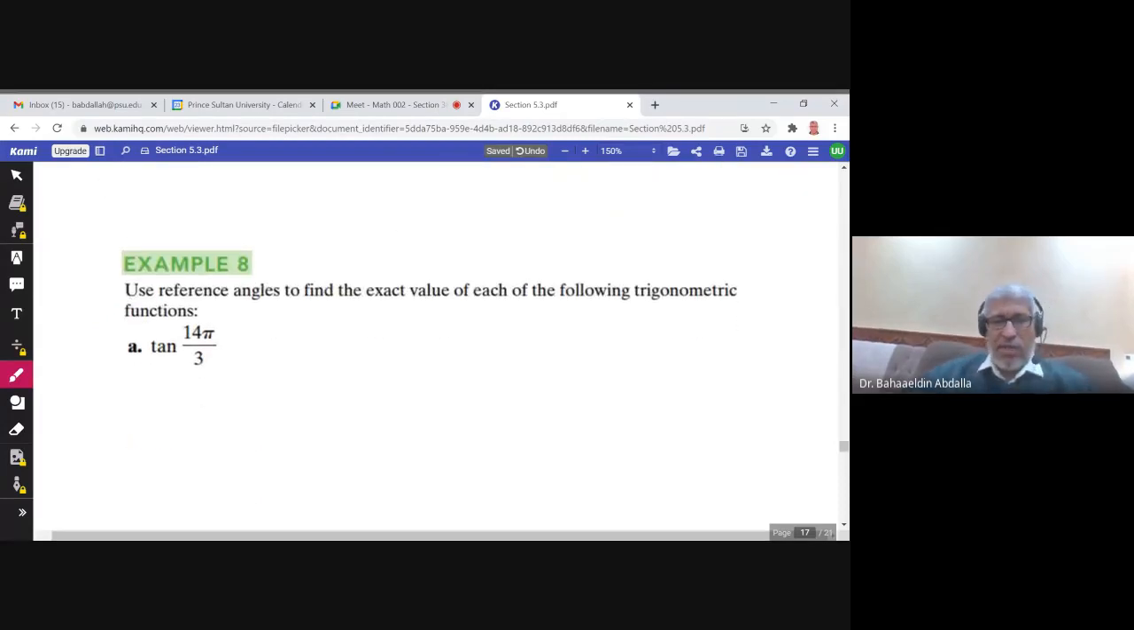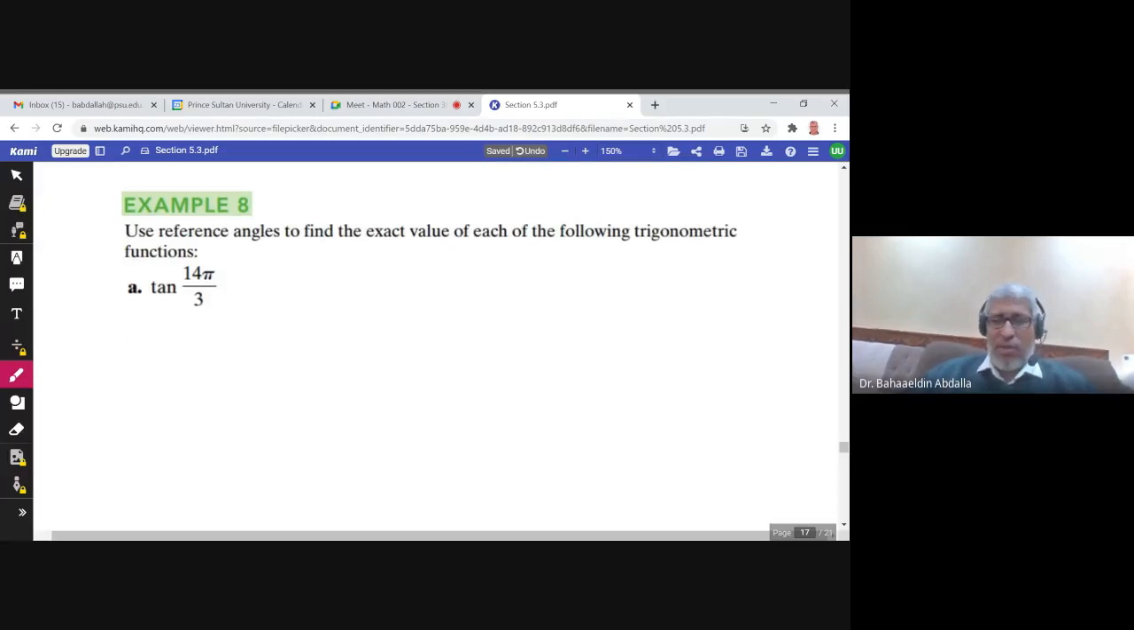Okay. Now use reference angles, same question, to find the exact value of each of the following trigonometric functions. Do not use the calculator. But maybe this angle now is greater than 2 pi. So when the angle is greater than 2 pi, you find a coterminal angle to this angle. And to find the coterminal angle, you add or subtract a multiple of 2 pi. 2 pi in this case is 6 pi over 3. We have the denominator 3.